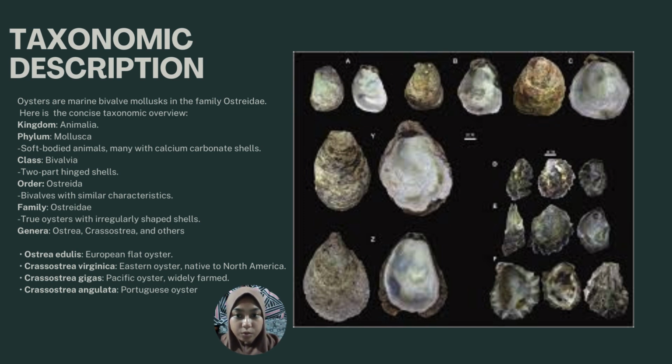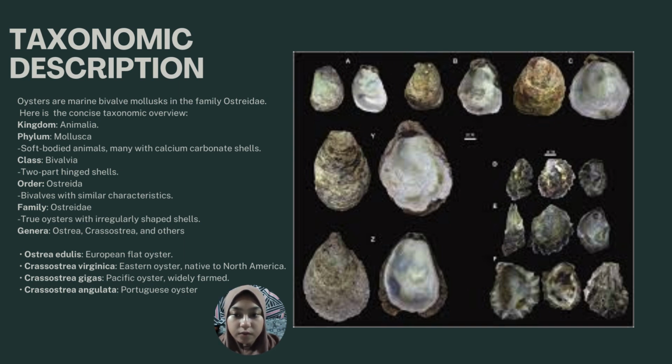Here is the taxonomic description of an oyster. Oysters are marine bivalve mollusks in the family Ostreidae. So here is the concise taxonomic overview. The kingdom is Animalia, the phylum is Mollusca. It's a soft-bodied animal, mainly with a calcium carbonate shell.